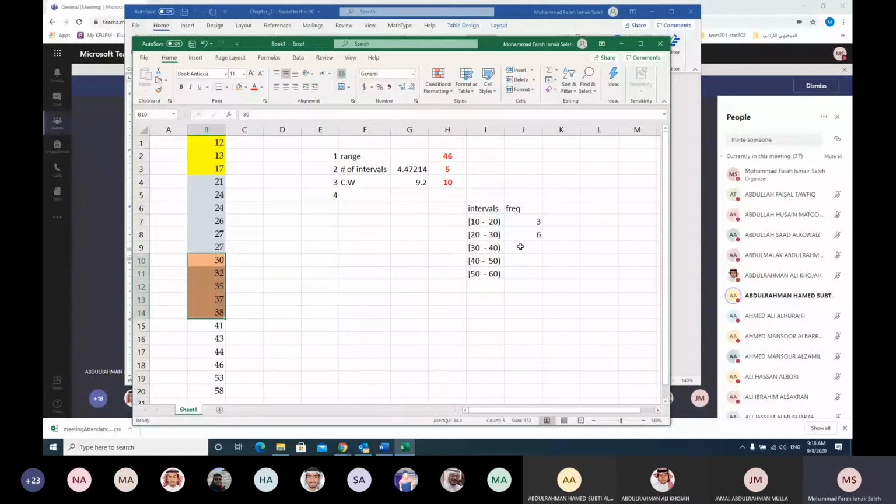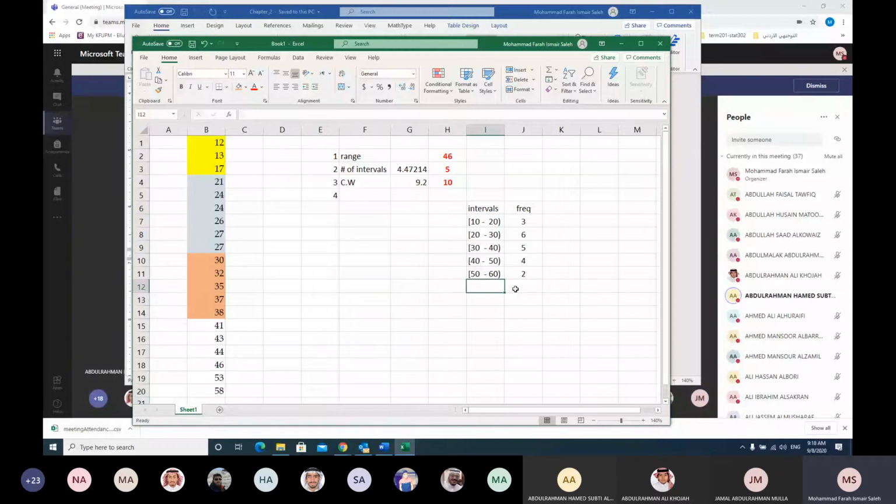What about the next? 4 values: 41, 43, 44, 46. What about the last interval? 2 values. Now we should check the total.